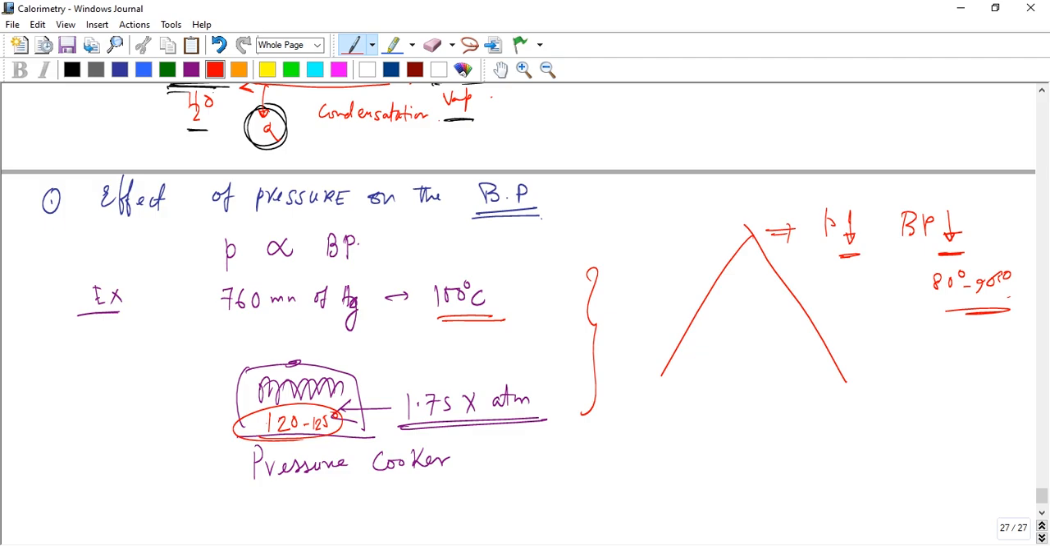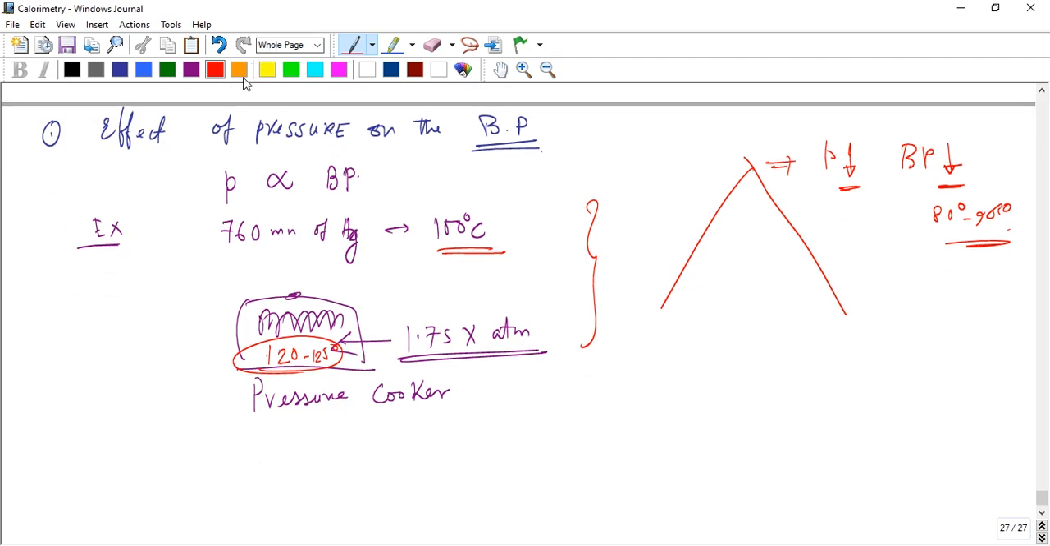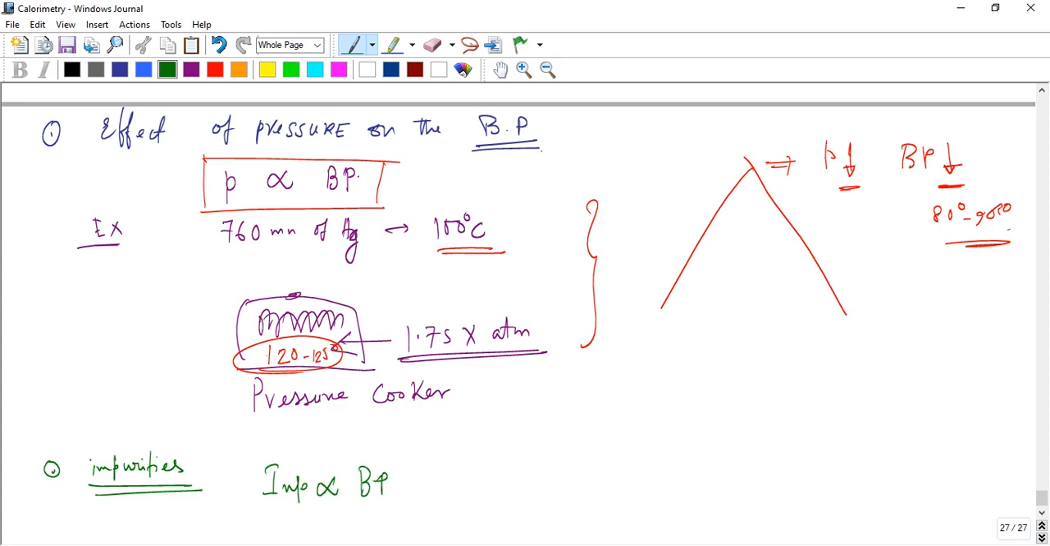Another factor is impurities. The main important thing is that pressure is directly proportional to boiling point. Another effect is impurities. If you have some impurities added, they are also directly proportional. So when impurities are added, the boiling point also increases.